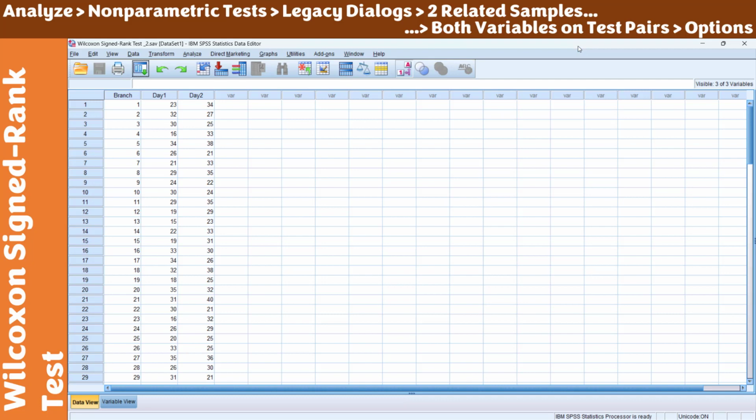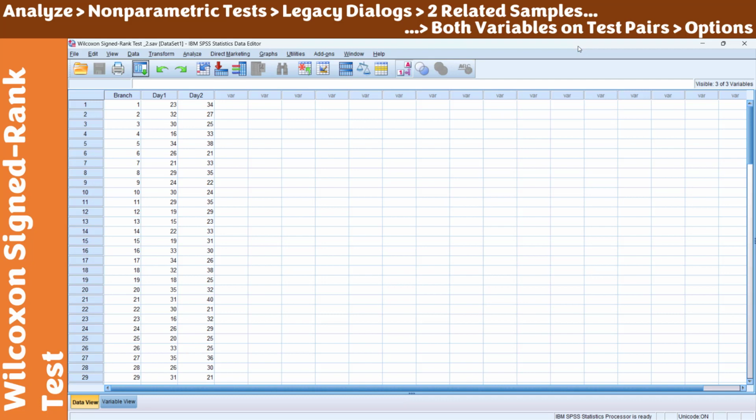In the previous video, as mentioned, we were able to establish the symmetrical shape of the differences between our data here, which allows us to use the Wilcoxon Signed-Rank Test, even if our data is actually ratio in level.